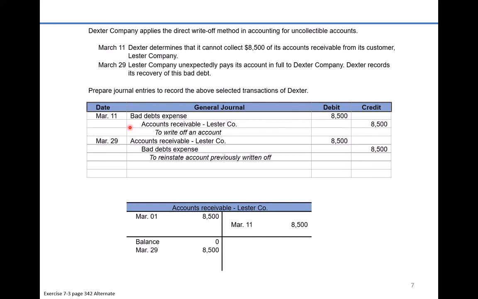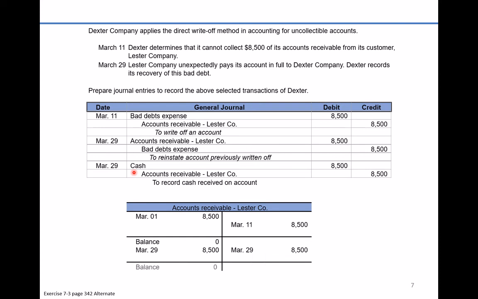So what happens then is all of a sudden we get that balance back up now of $8,500. On March the 29th, we also have to record that we received the cash. So cash has now gone up by $8,500. We debit cash because cash has increased. And then finally, we're going to apply that cash to Lester's account with a credit for $8,500 that brings their balance back down to zero again. So let's just look at the steps here real quickly again.